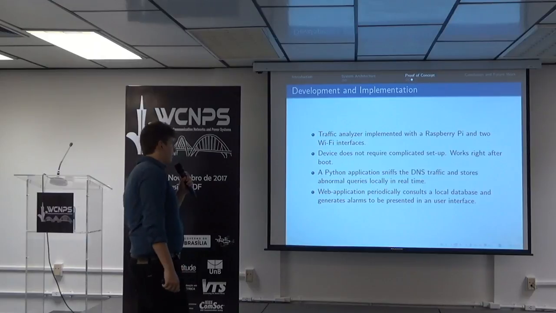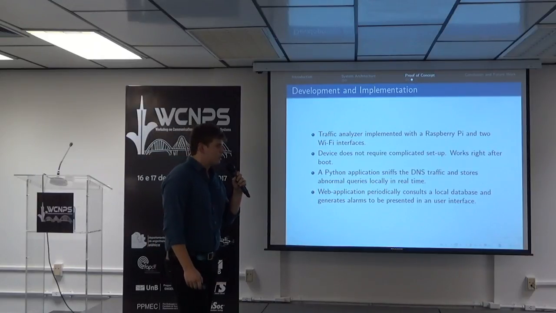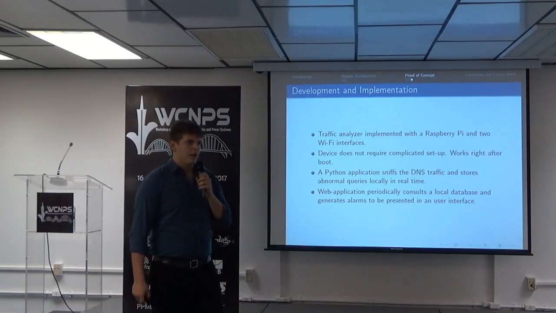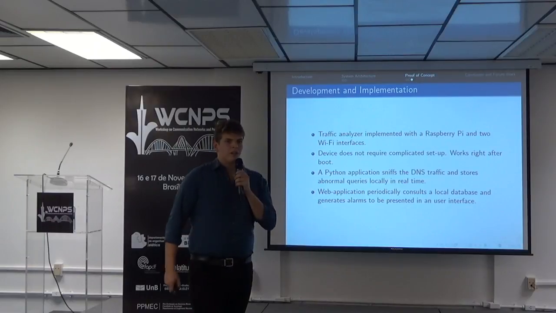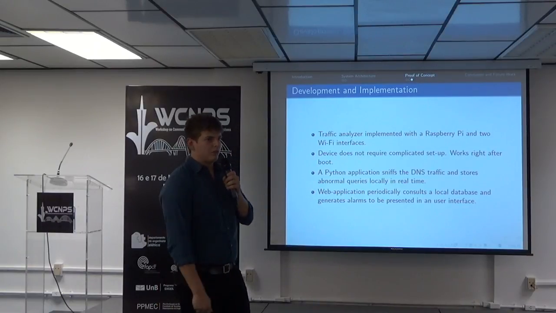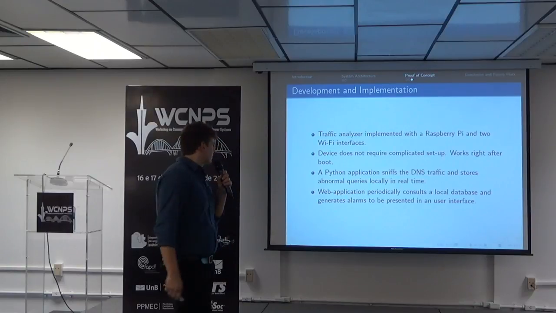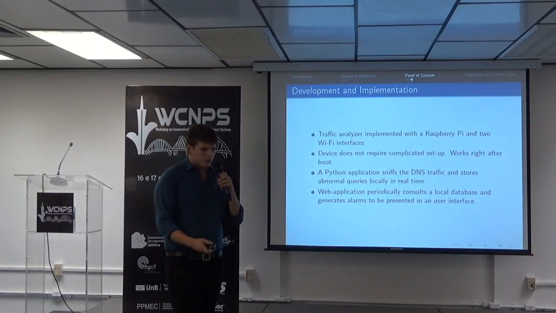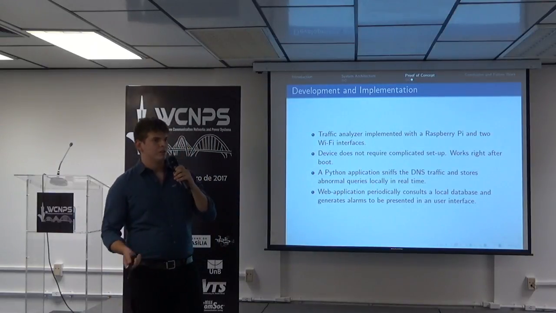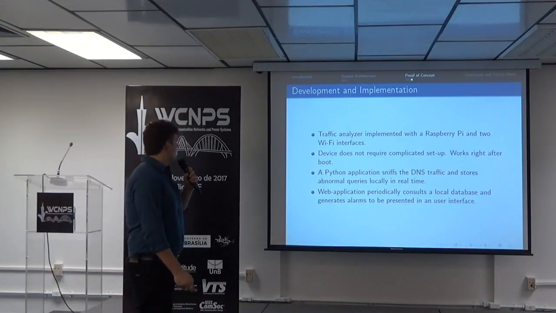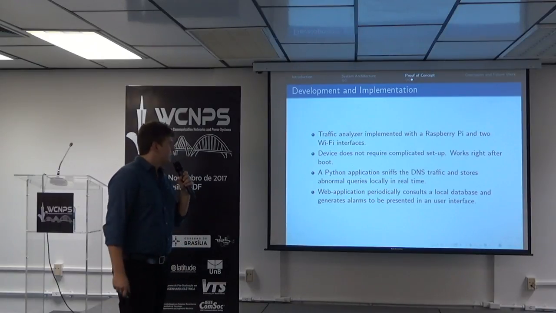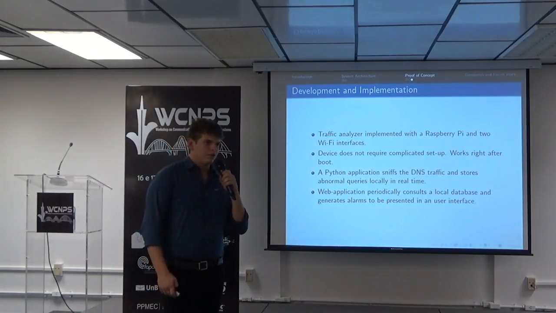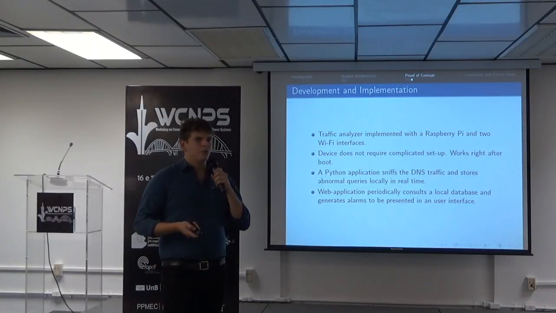A little more about the traffic analyzer. It was built on top of a Raspberry Pi with two Wi-Fi interfaces, one Wi-Fi interface acting as an access point for the devices in our network, and the second one being used to redirect the traffic to the internet. The device is built in a way that is not complicated to get going. Right after boot, the device is doing its operation. We have a Python application that sniffs the DNS traffic and stores it in a local database, and the capture happens in real time.